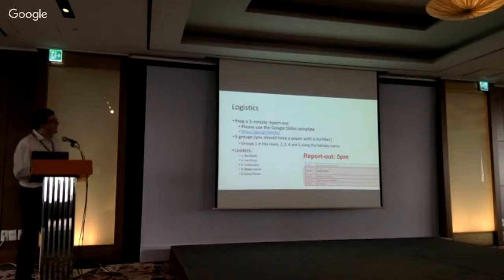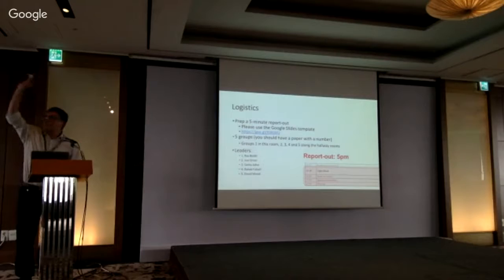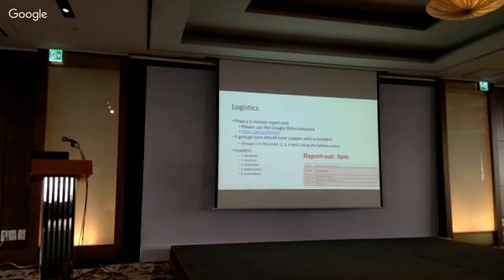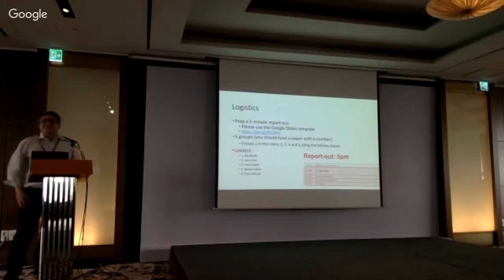We also assigned leaders who will probably be the ones giving the report outs. By the way, do all of you have a number? If you have not received a number, come find Ashish. He has numbers. The purpose of the numbers is to ensure that you're randomly assigned to groups. We're trying to break all of the traditional social networks of the architecture community and force people to talk to people that perhaps you haven't talked to before.